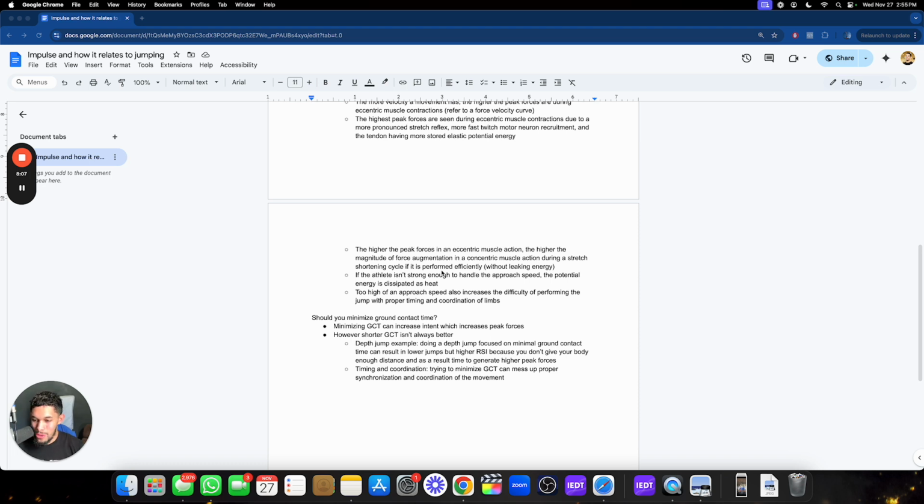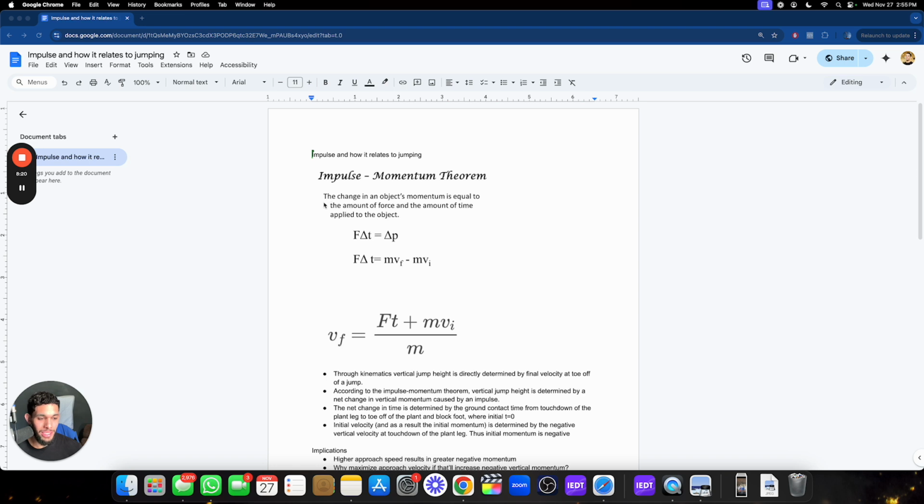But if we give that cue of faster last two steps, there is usually a reason why. You might just be doing it too slow, which means you're not getting a lot of eccentric forces in that jump. So that is impulse and how it relates to jumping.